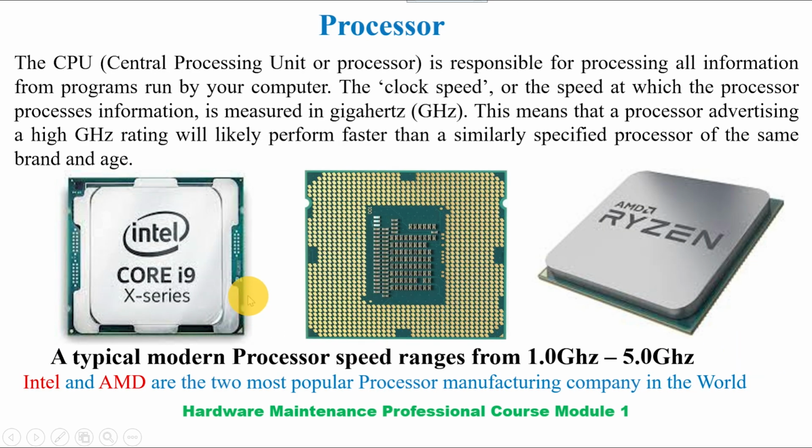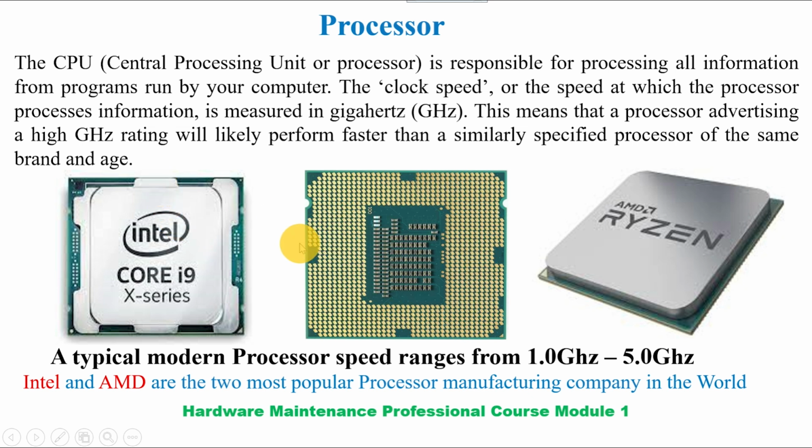The processor, we can call it a central processing unit, or a processor, or you can just name it a CPU. It is responsible for processing all information from programs run by the computer. The clock speed, or the speed at which the processor processes information, is measured in gigahertz. This means that a processor advertising a high gigahertz rating will likely perform faster than a similarly specified processor of the same brand and age.